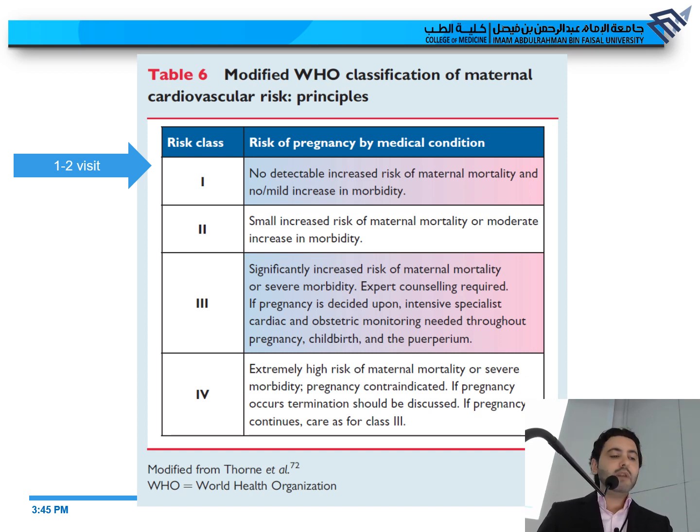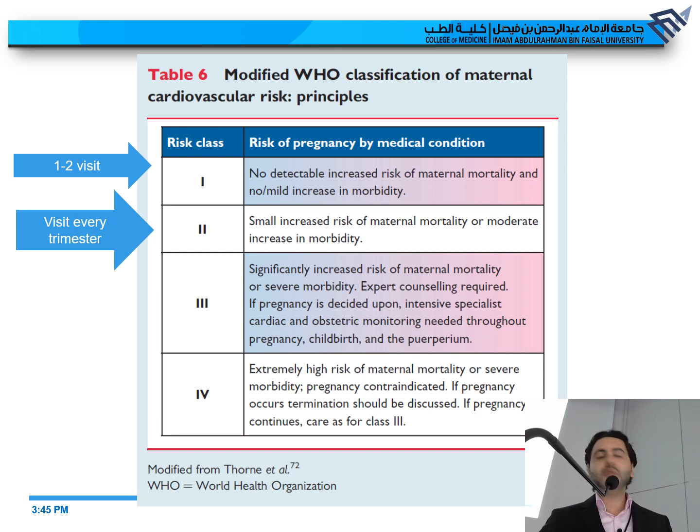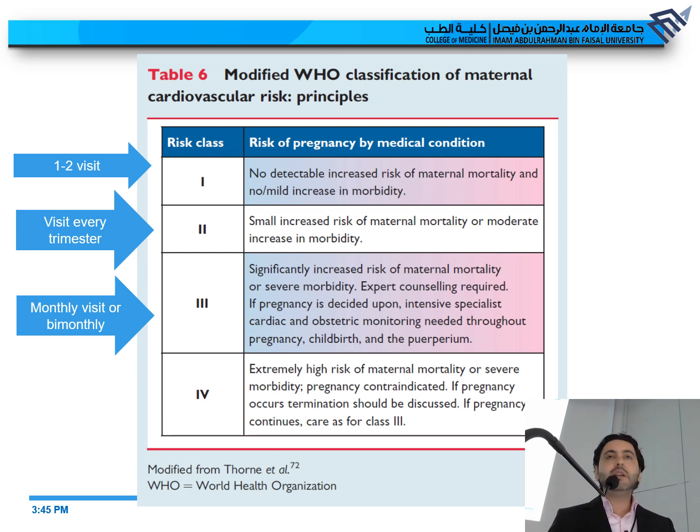So we follow them one time during their pregnancy, maximum two times. Then we have class 2. You have a small increase in risk of maternal mortality or increased morbidity, and we follow them every trimester, yani three to four times during their pregnancy. Then we come into the serious class, class 3. They have increased risk of maternal mortality, severe morbidity, and they have to be followed by an expert in the field, and they should be seen monthly or every two months.